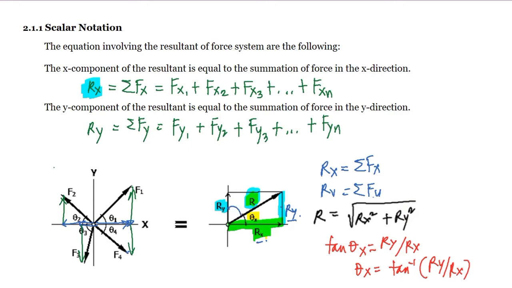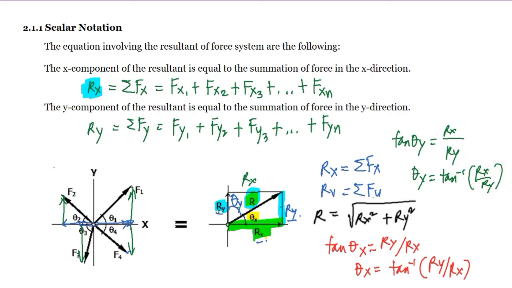There are some instances that we will be required to compute for the angle that the resultant makes with the vertical, and this would be the theta y. That theta y here, as you can see, the adjacent side is the Ry, and the opposite side here is the Rx. So if we will be using the tangent, we have here the tangent of theta y is equal to the opposite of theta y, that's Rx, over the adjacent side, that is the Ry. And it is just theta y is equal to the arctangent of Rx over Ry.